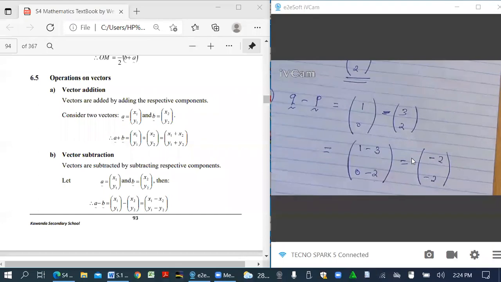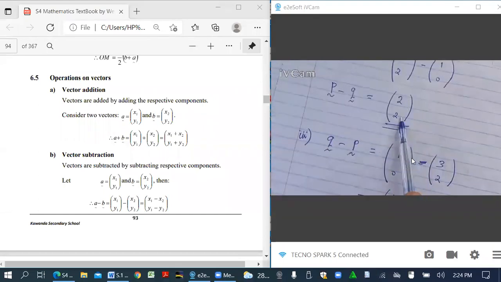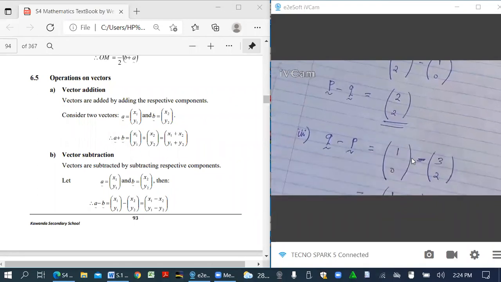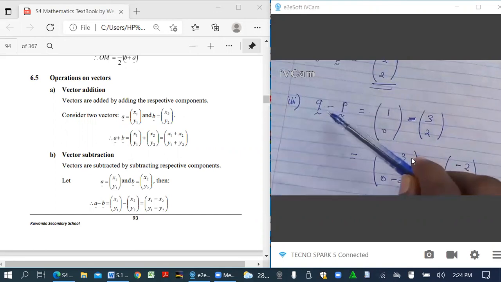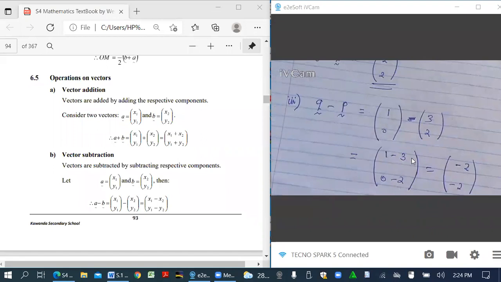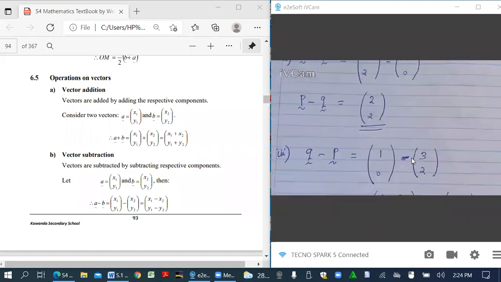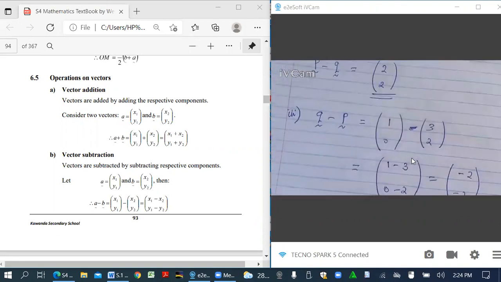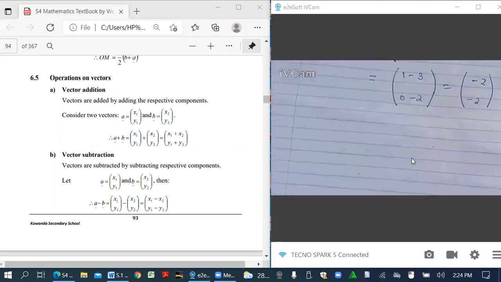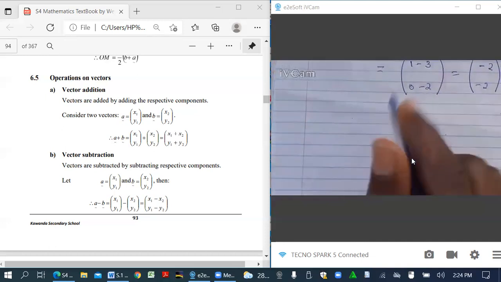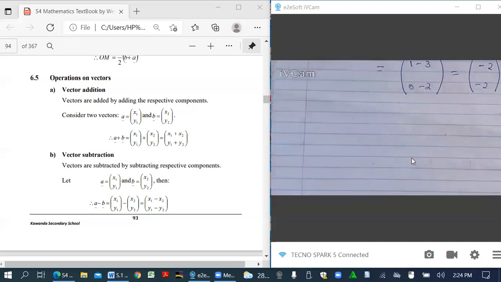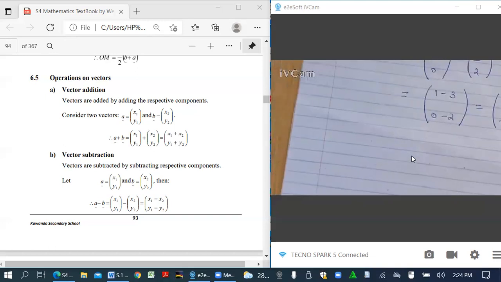What have you discovered? When it is P minus Q, we have all positive. Are you seeing that? They are the same in magnitude. It was 2 and 2. Then when we reverse the order, we got -2, -2. What does it mean? It means we have changed the direction. Remember that. We said for vectors, when you reverse the direction, it becomes negative. Are you together, members? Any questions so far? Am I loud and clear?